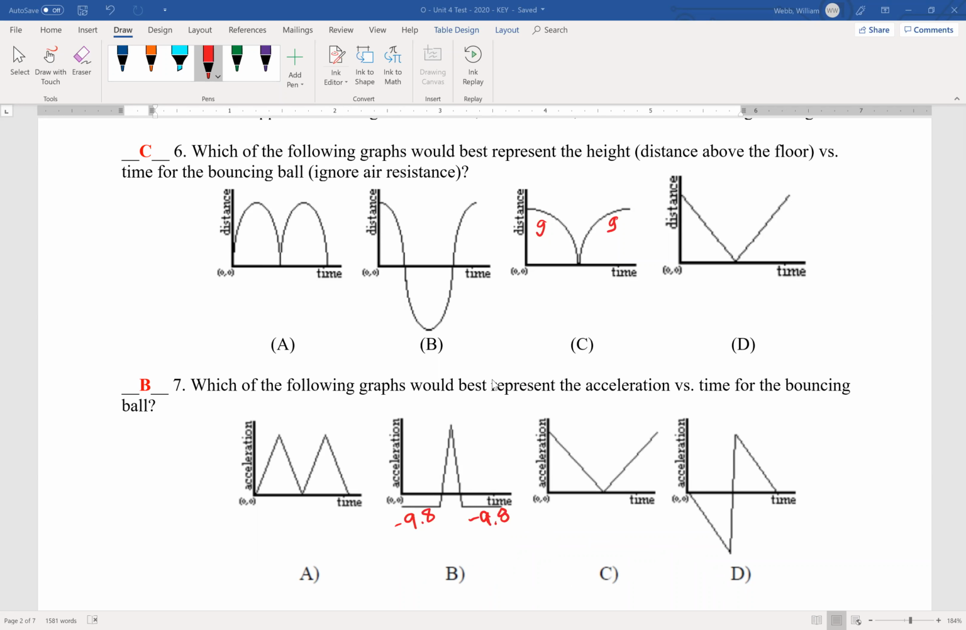Questions on number 7? All right, keep moving.